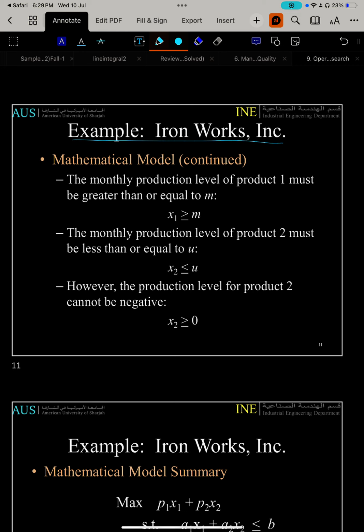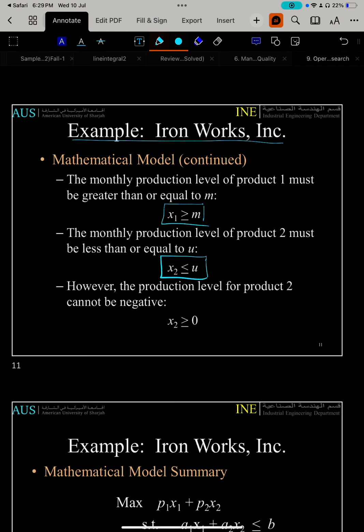The monthly production level of product 1 must be greater than or equal to M. So we have another constraint: we cannot have X1 less than M. We want it to be at least M. Maybe we have contracts with other companies and requirements that we need to meet, so we need it to be bigger than M. We may also have the monthly production level of product 2 be less than or equal to U. Maybe we cannot exceed a certain production for product 2, because we do not need that number, since we do not have a lot of contracts for it.